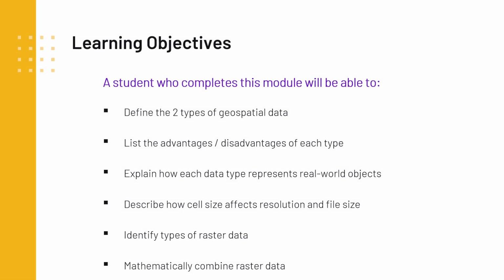The learning objectives for today's session. You're going to learn about the two different types of geospatial data. You're going to learn about the advantages and disadvantages of each of the two data types. You're going to learn how each of the data types represent real-world objects. We're going to talk about how cell size affects resolution and file size. We're going to identify the various types of raster data. And then we're going to do some mathematical combination of this raster data to help solve problems.